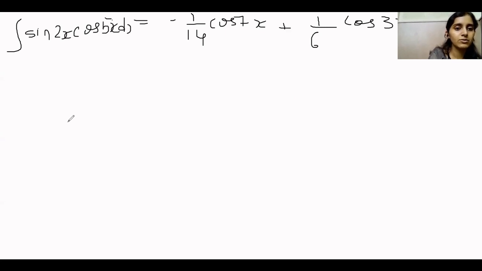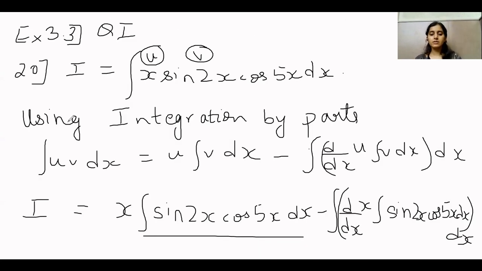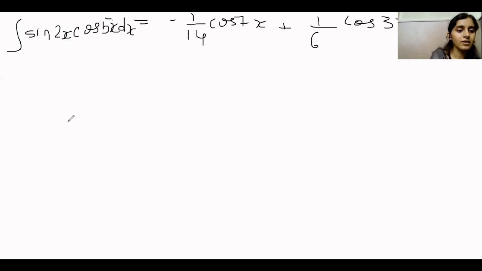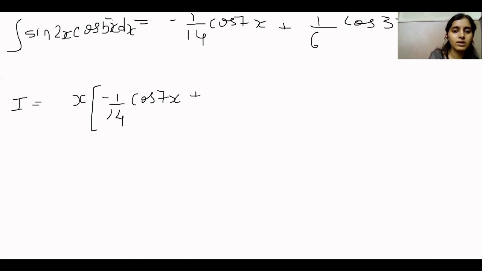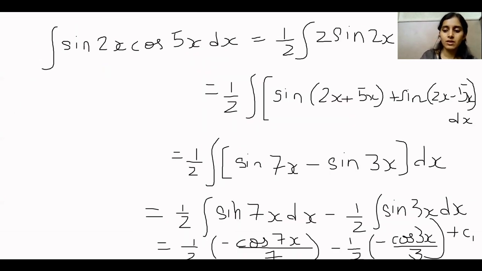Now we'll put this value in our integration I. What was I equal to? x integral sine 2x cos 5x dx. So we write I as x times, what is integral sine 2x cos 5x? It is minus 1 upon 14 cos 7x plus 1 upon 6 cos 3x. Let's go back to the value of I. So minus integration of d by dx of x, which is 1.